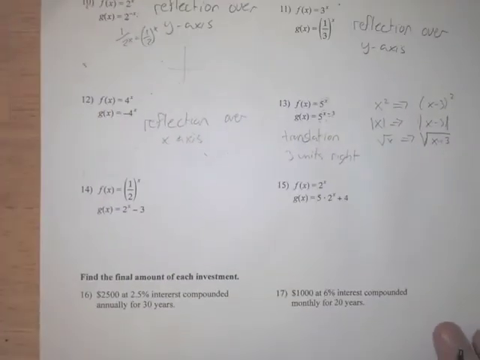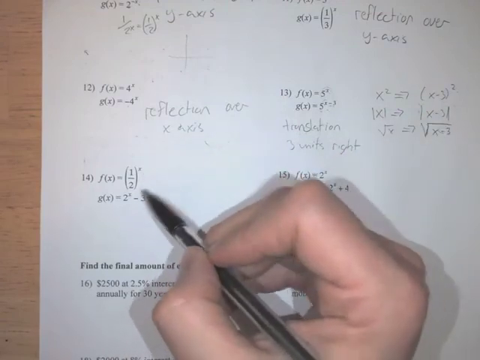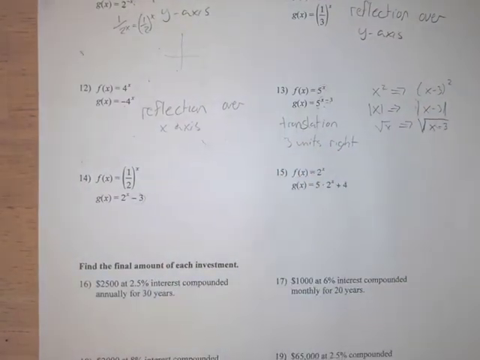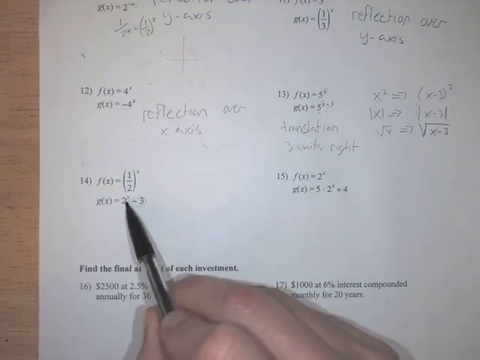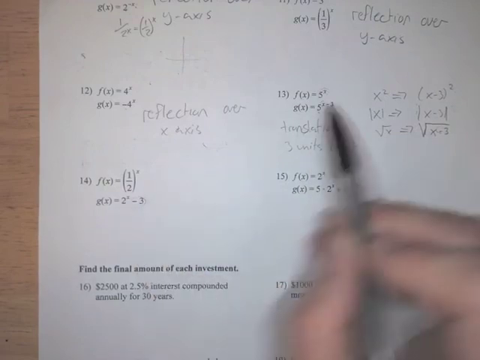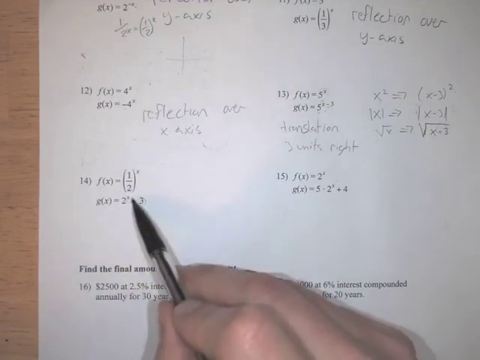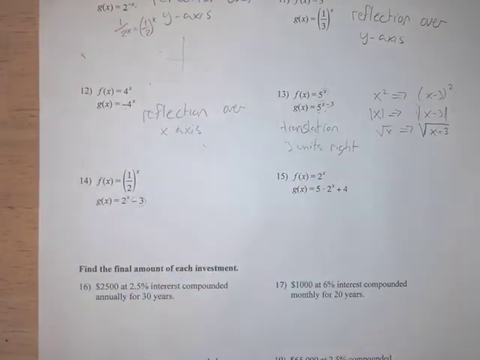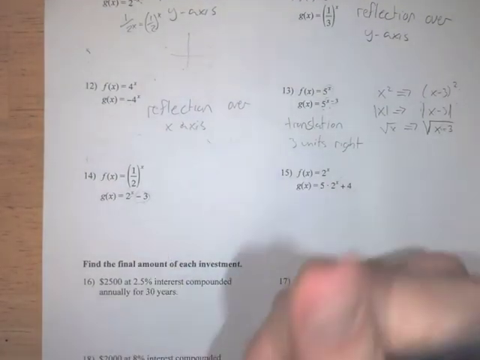Okay. Now in this next one, there's a couple things going on, but let's take a look at the minus 3 first. So this minus 3 is not in the exponent, right? You see that? This one's in the exponent, this is not. So this is happening at the very end of the equation, after everything is all done. This is the last thing that happens, which means this is going to be a down 3. This is going to be a vertical translation.